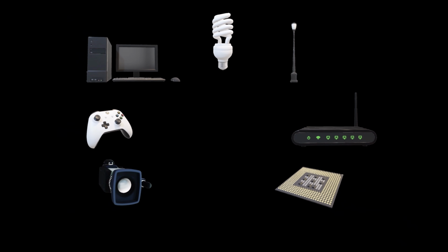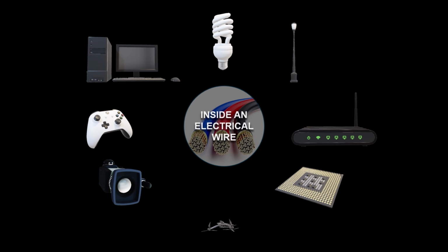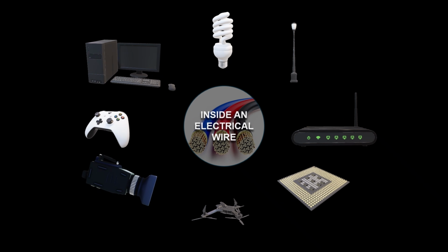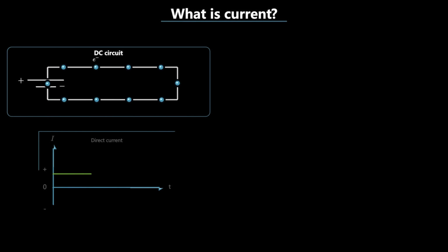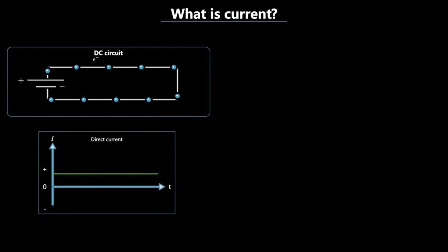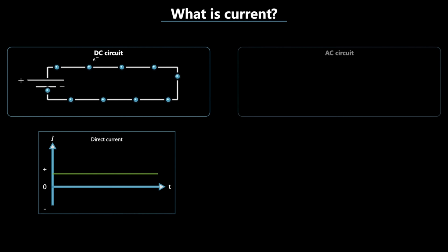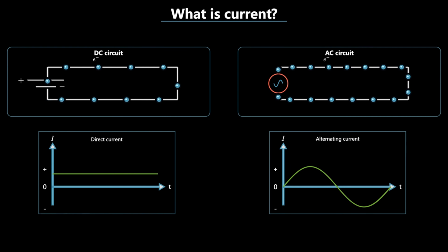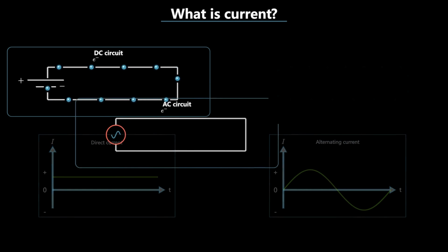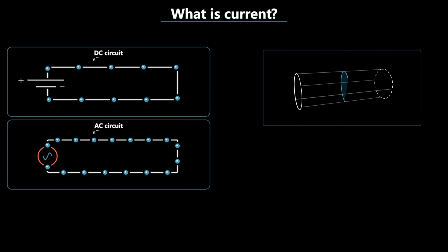All of us use electrical devices every day, but what actually happens inside the wires? Electric current is the directed movement of free electrons through a conductor. Depending on whether they move only in one direction or change direction, we distinguish between direct current and alternating current. From a physical point of view, current intensity is the amount of electric charge that passes through the cross-section of a wire in 1 unit of time.